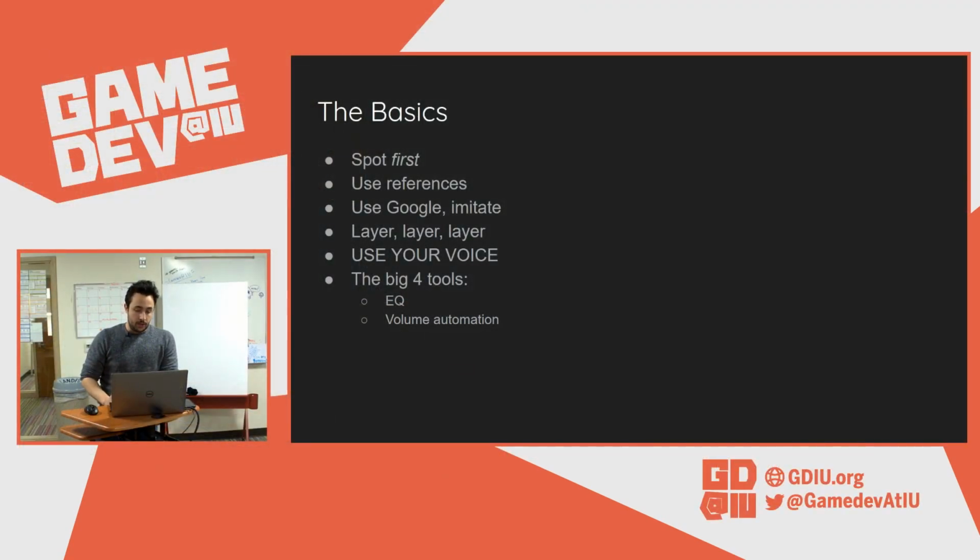Volume automation. Volume automation is the process of graphing out the different relative volumes of a sound over time. You can do this on a layer by layer basis, and you can do it on a full sound basis. This is your way of dictating how much priority the sound gets over time. Here's a great example.